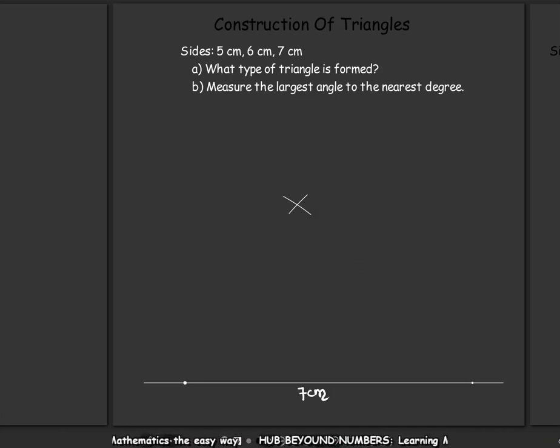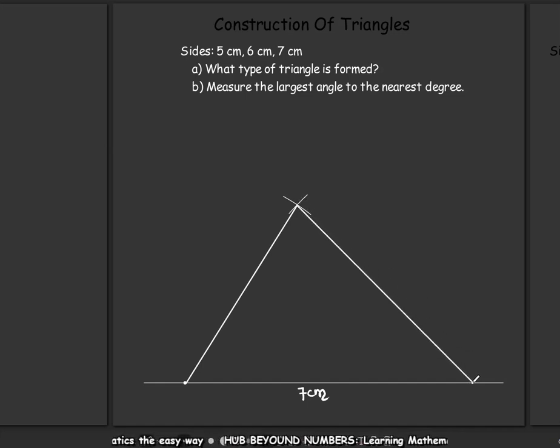After all this, you now take your ruler and then join these two lines. So I'm going to join this line to this one over here. Then I'll also join this one here to this one over here. So that is just it. And with this, you have constructed your triangle.